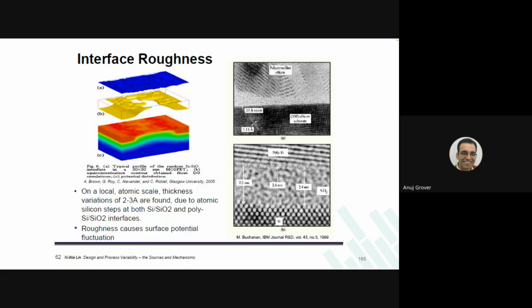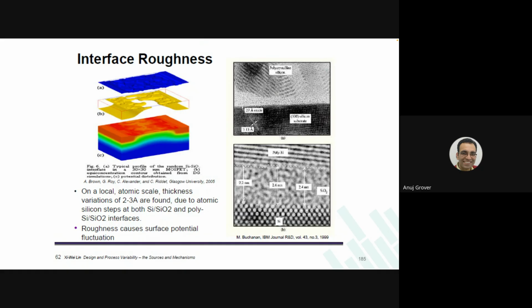Just like random dopant fluctuations, where my dopant is would change the electric fields exactly the same way. If the gate oxide is a little thicker there is lesser gate control. If it is a little thinner there is more gate voltage control. So all that is going to impact your device behavior. Can it be predicted? No.